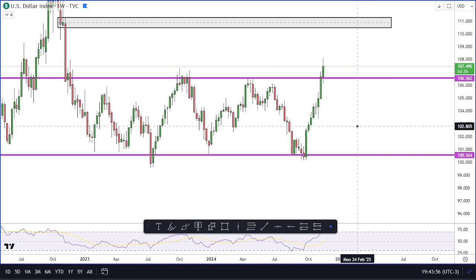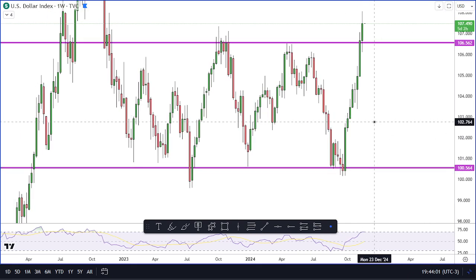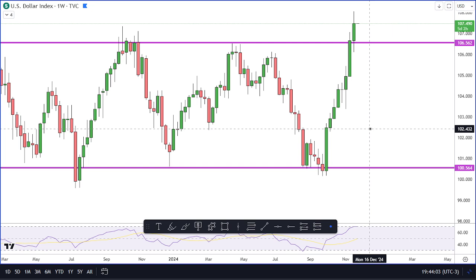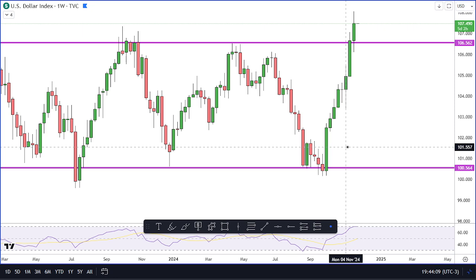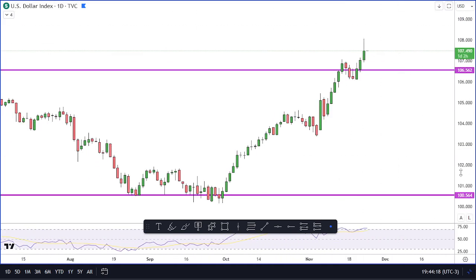But before that happens, I noticed that during the time of the election of the United States, something happened that we didn't see on the weekly time frame. But then it happened and we saw it on the daily time frame. So I'm going to go to the daily time frame here, and I'm going to show it to us right here.